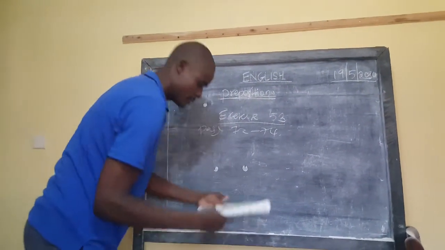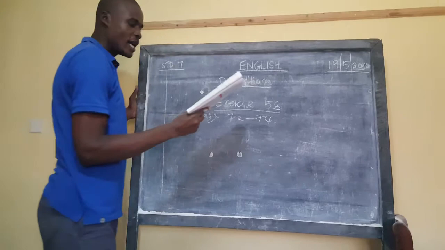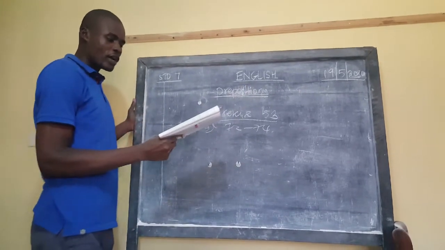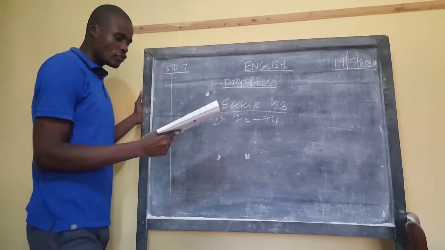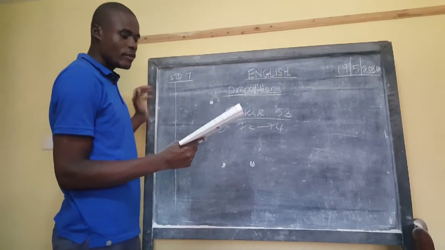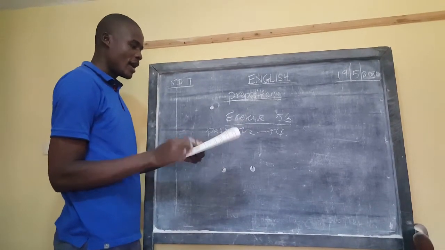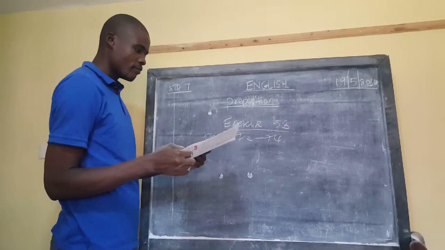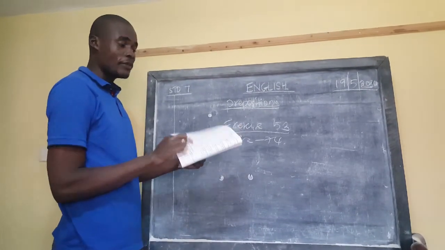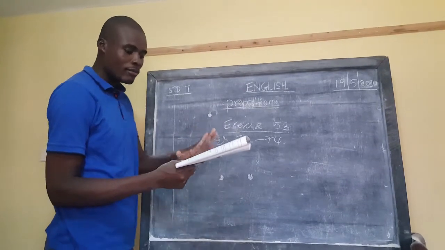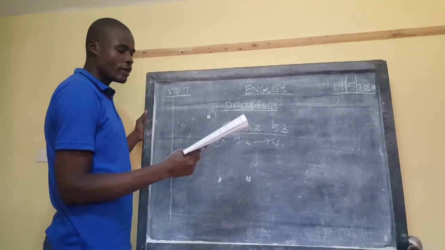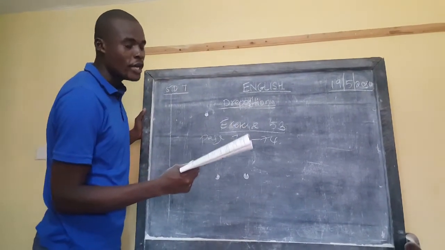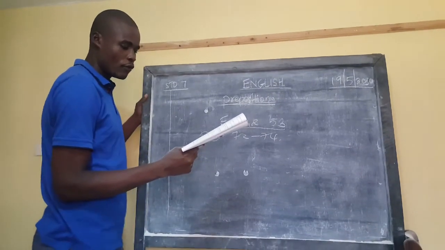Number 1 says, "His father was angry him for coming late." So I just mentioned about angry. You're angry with somebody. So here is somebody, him, that is somebody. So his father was angry with him for coming late.